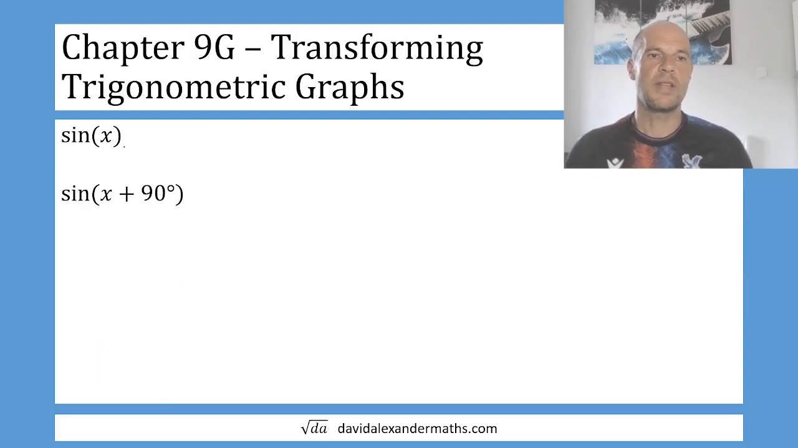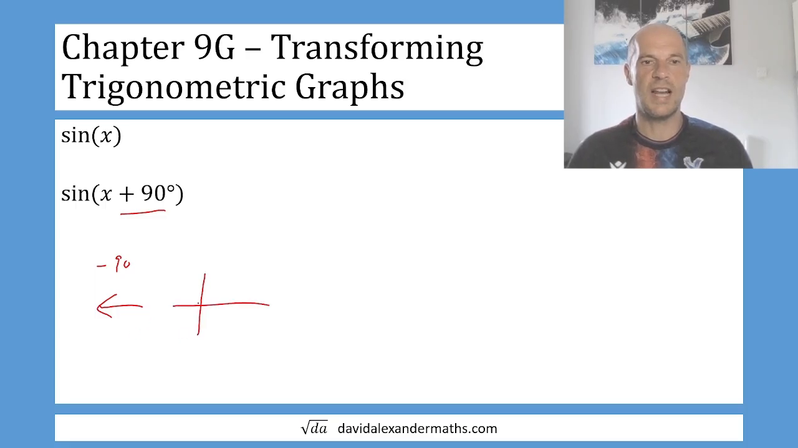Okay, what about the difference between the sine of x and the sine of x plus 90? Well, here the transformation takes place inside the bracket, so it's going to affect the x values, and we do the opposite of what it says. So we're going to subtract 90 from the x values. So all that means is the sine curve is going to be translated 90 degrees to the left.